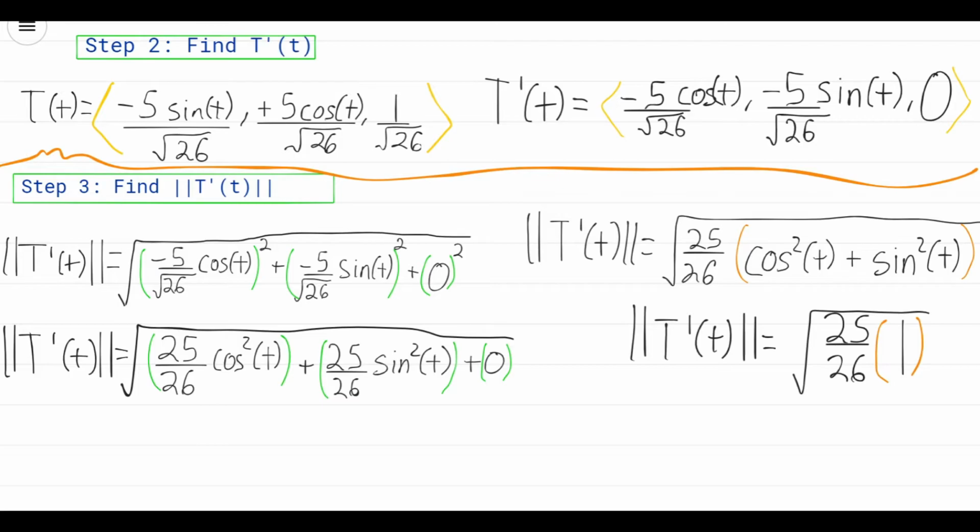So now we're just going to take the square root of this. We're going to simplify this a step further. We know the square root of 25 over 26 is 5 divided by the square root of 26. So that's the magnitude of the unit tangent vector. So now we can compute the unit normal vector.